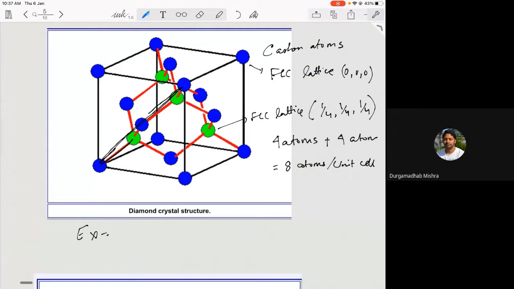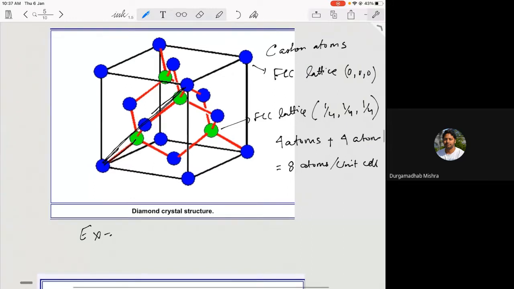So what you have is the tetrahedral voids. Half of the tetrahedral voids are occupied by the carbon atoms. Silicon and germanium all take this diamond crystal structure.